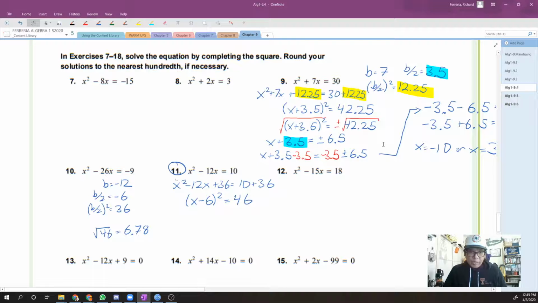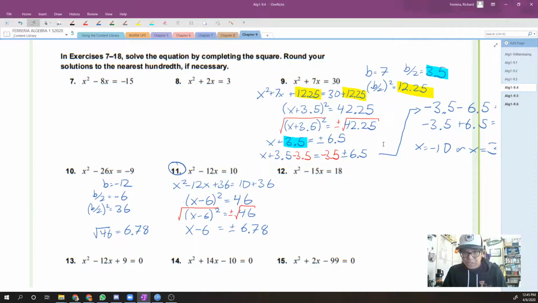So we're adding 36 to both sides and factoring. And so you get x minus 6 squared equals 46. That's why you have that square root of 46, because when you take a square root of both sides, you'll get x minus 6 equals square root of 46. What is the square root of 46? Well, I just showed you over there. It's 6.78.